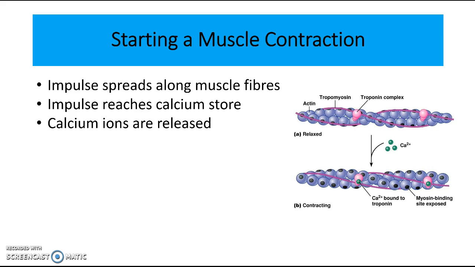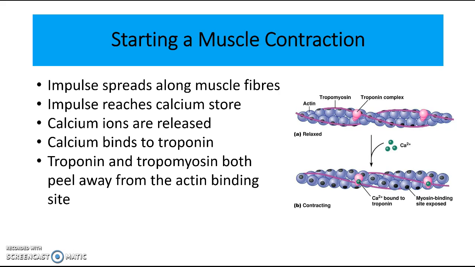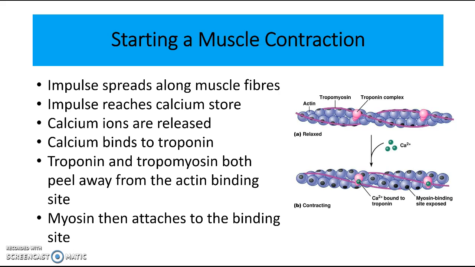This then triggers the release of the calcium ions. The calcium ions arrive at the sarcomere, which is a contracting unit, and then bind to troponin, changing its shape, which also changes the shape of tropomyosin. So as a result of this, they both peel away from the actin binding site, leaving it free to bind. The myosin obviously then attaches to the binding site using the ATP that it's got.